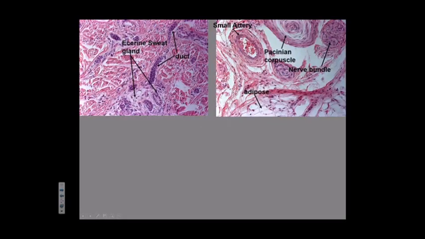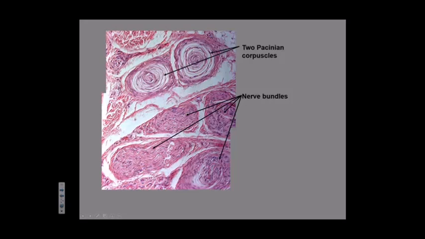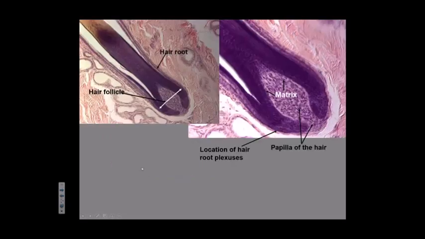So here are some ducts, eccrine sweat ducts. Here is a small artery with red blood cells in it. This looks like a Pacinian corpuscle, and these are cross sections of a nerve. And here's some adipose down here. More Pacinian corpuscles, and again, we'll talk about what those are later, and some nerve bundles right here, and we'll look at nervous tissue later.